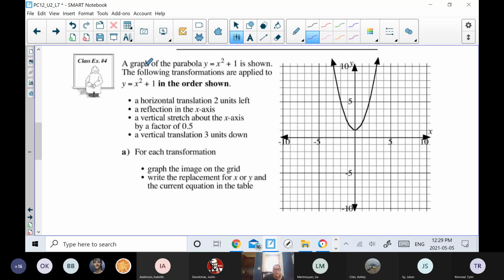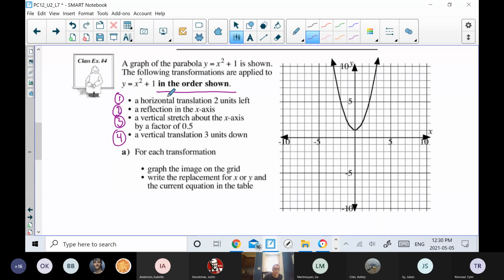So what it says is, a graph of the parabola y is equal to x squared plus 1 is shown. So this is a parabola, and the equation of this parabola is y is equal to x squared plus 1. It says the following transformations are applied, in the order shown. What that means is I don't necessarily have to follow SRT. If they say take this parabola and move it to the left first, I just do whatever they're telling me here. So they're essentially going to do these 4 things, and I just have to follow these 4 in the order shown.